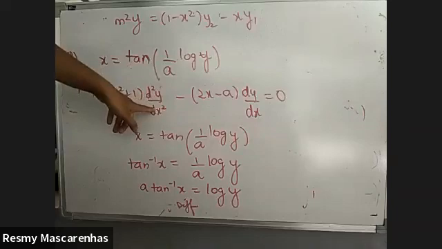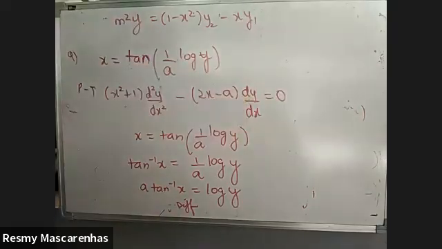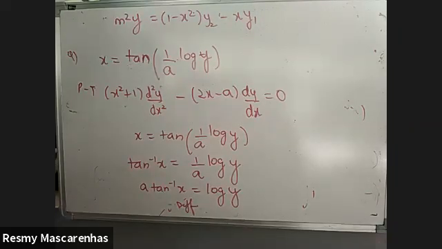d square y upon dx square means y2. And this is y1. So I can solve by using y1 and y2 only. And last, just replace y2 as this. Anyone having doubt can ask. Till here, if anybody has not understood, please ask.